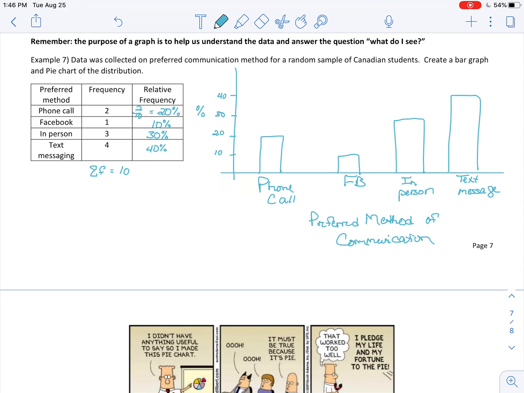So, I do have a bit of an extra gap here, which is probably not ideal, but it really doesn't matter because I'm not saying this category has a frequency of 0. There is no category there. That's what sets it apart from a histogram.